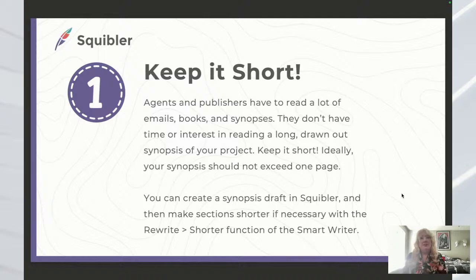You can create a synopsis draft in Squibler and then make sections shorter if necessary with the rewrite, make it shorter function of the Smart Writer. So if you feel like you're really struggling to keep it within a page, we have tools that can help you do that.